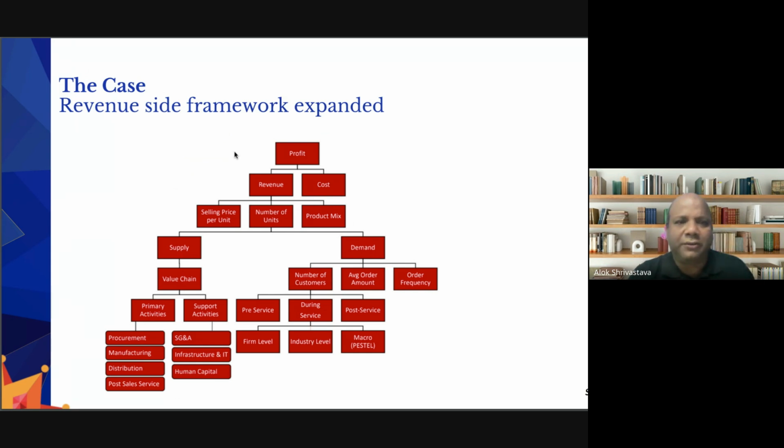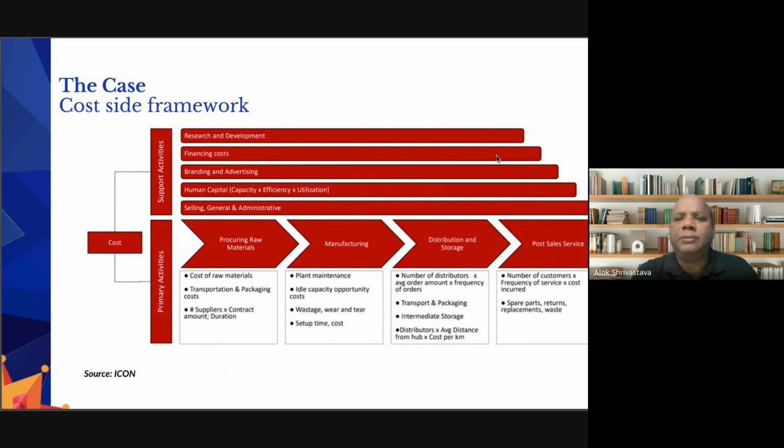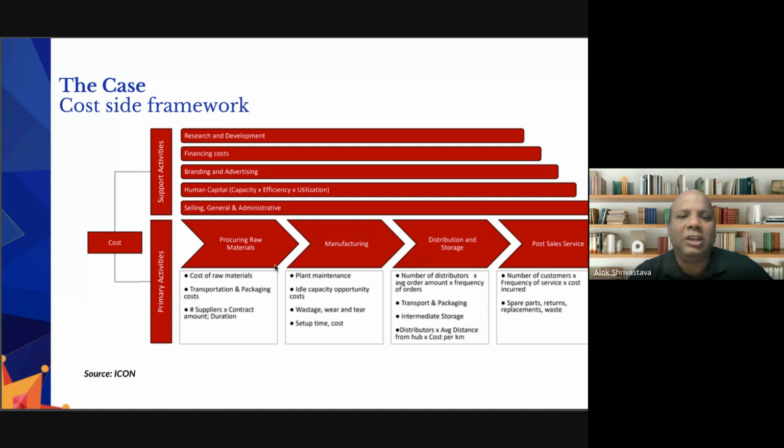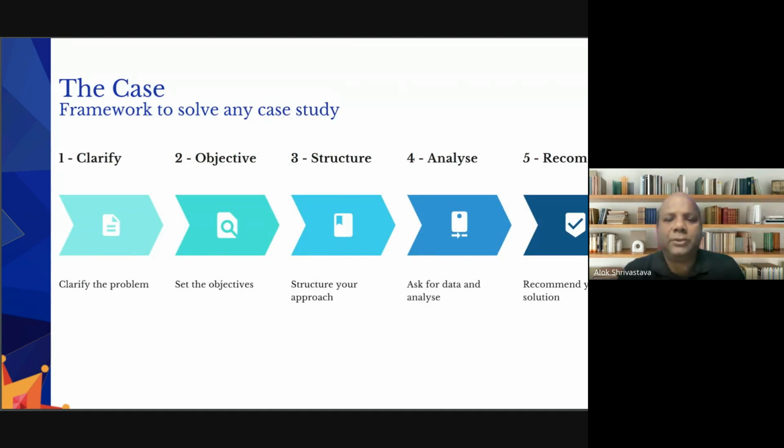This is a more detailed version of the revenue side framework, expanded. You can go through it. On the cost side, either there is cost because of the primary activity or there are costs because of support activity. Primary activities directly deal with production of the material. It could be raw material cost, manufacturing cost, distribution and storage cost, or sales cost. Or it could be support activities: research and development, finance, branding, advertising, human capital, general office cost, general administration cost, and all that. So this is how you basically structure your framework.